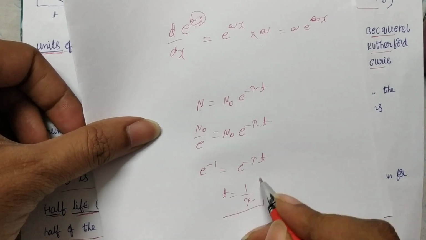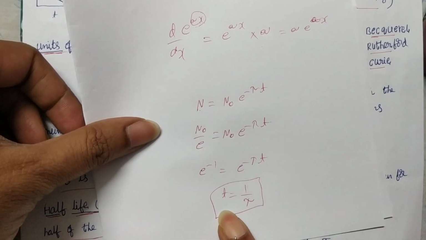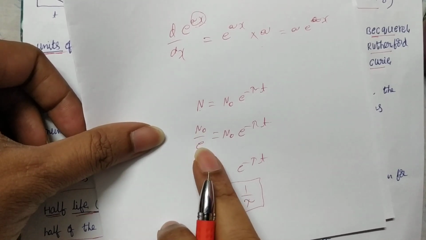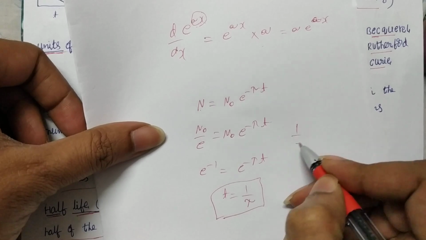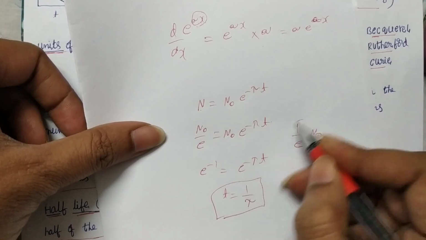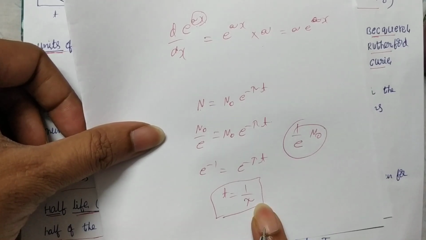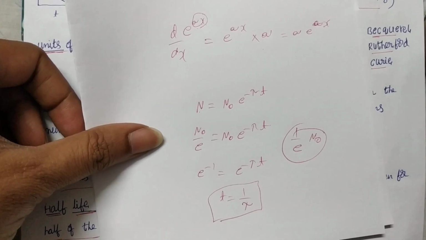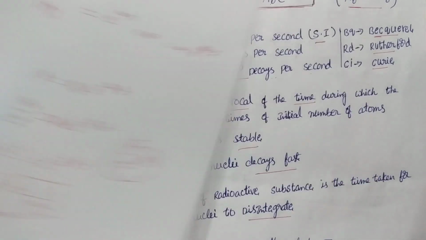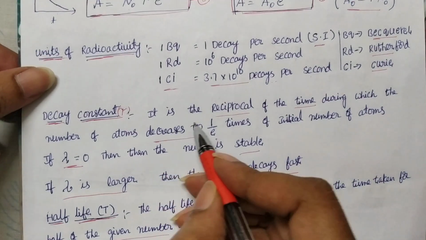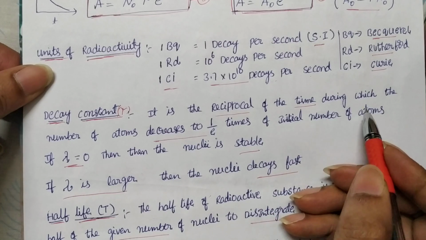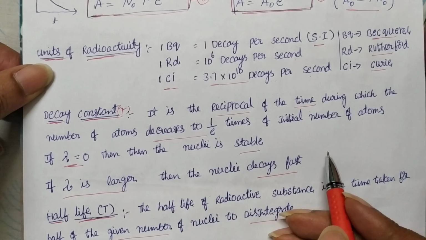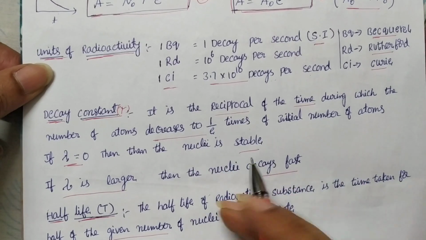This only they define. After how much time the number of nuclei becomes e power minus 1, that is 1 by e times of the initial number, that is what you call the decay constant. You see here how they define it: it is the reciprocal of the time during which the number of atoms decreases to 1 by e times of the initial number, atoms or nuclei you can take.